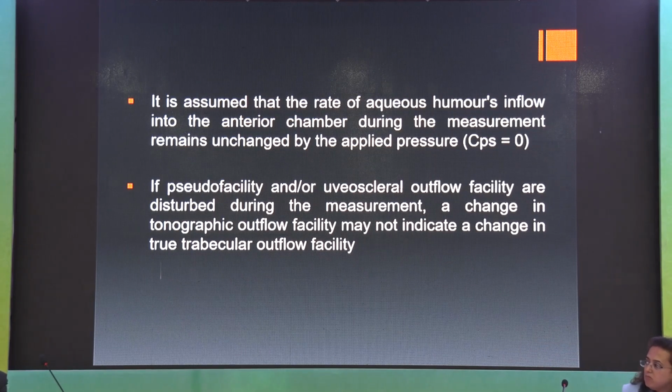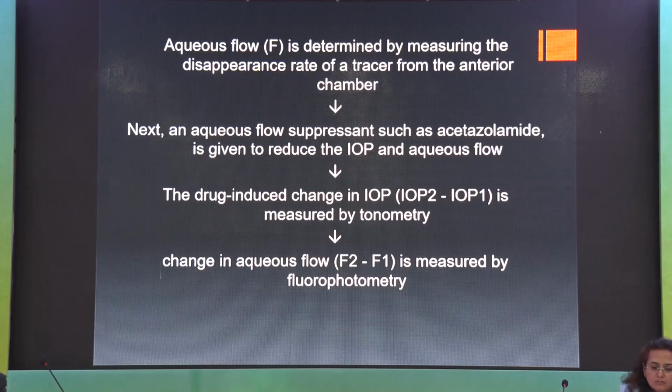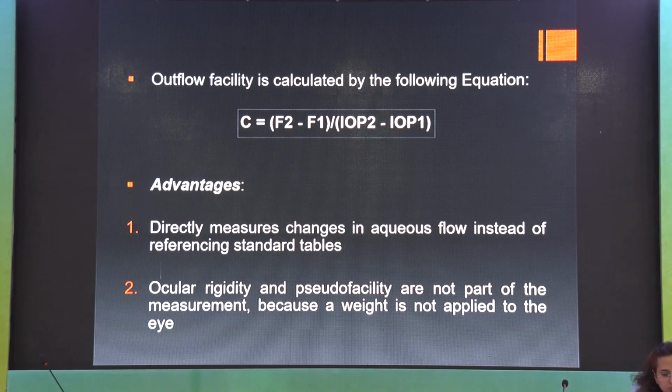Fluorophotometry assesses the clearance rate of topically applied fluorescein from the cornea and anterior chamber. You load them 4 to 6 hours before with topical fluorescein, and then, as you can see in the graph below, there is an initial loading phase which is constant, and then a fluorescent decay over time, and you calculate this. So you can calculate the fluorescence by using fluorophotometers like these, and better ones have also come. Two different IOP measurements are taken, and you get two different flow rates, and you can use an equation to measure the outflow facility.